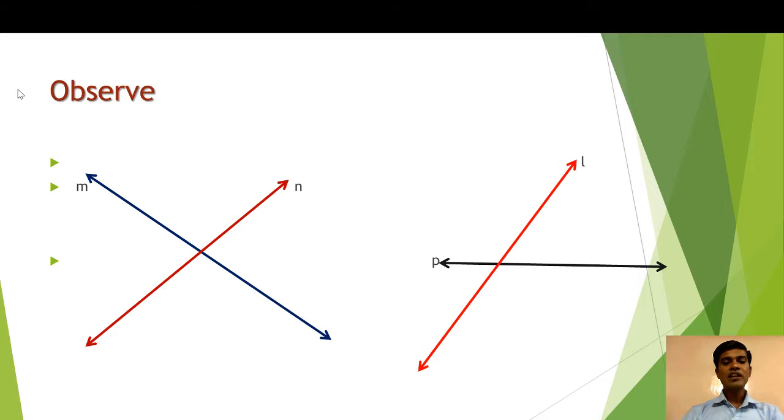Now let us have a look at some other figures. What are these figures called? Yes, right. These figures are nothing but intersecting lines. We can see line M and line N are intersecting each other. Line P and line L are intersecting each other.